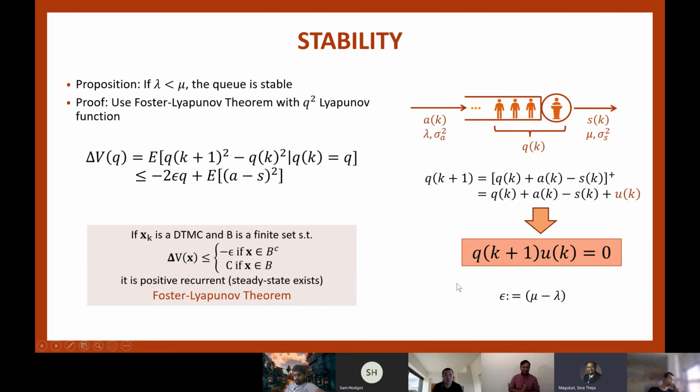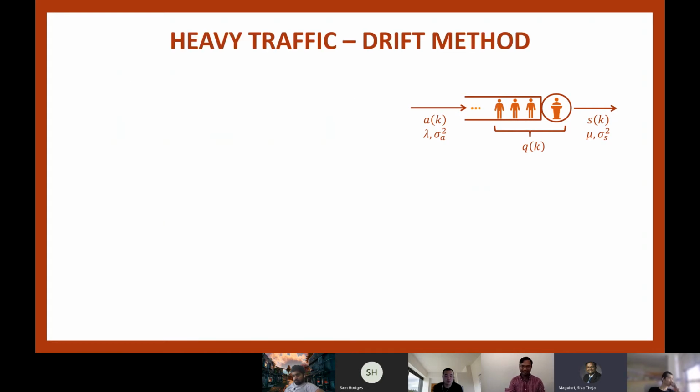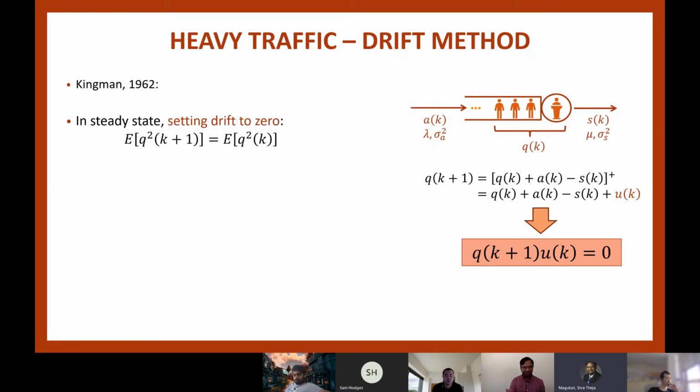Okay, so this is a very simple argument. This is fairly well known. I think Sigmetrics audience have seen this multiple times. The next thing I'm going to talk about is to get a handle on the Q-lengths. And I'll do this in the heavy traffic limit, that is, when epsilon becomes very small.